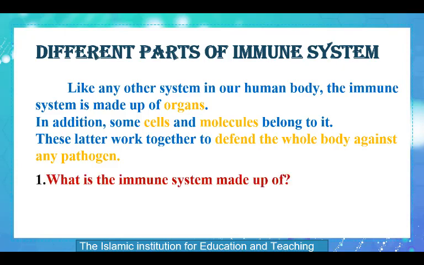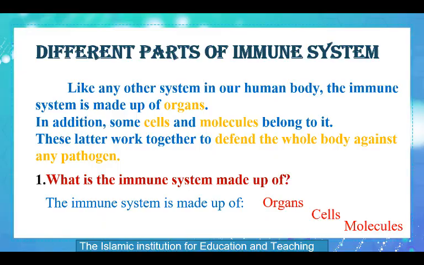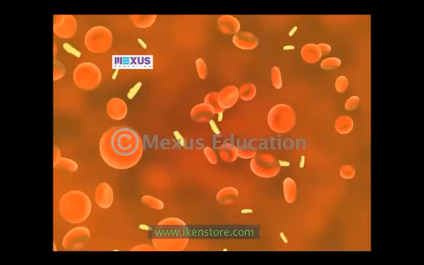What's the immune system made up of? Please answer. The immune system is made up of organs, cells, and molecules. Let's watch a video showing the constituents of blood in order to identify the immune cells.